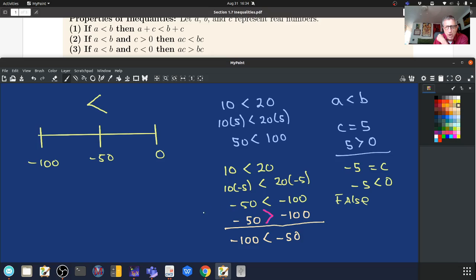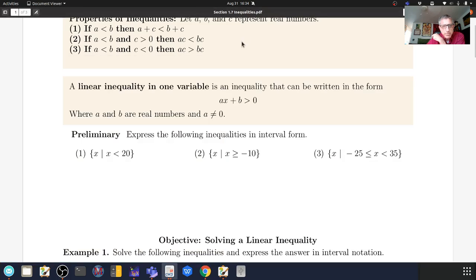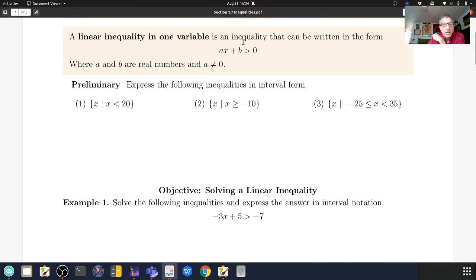Notice this one's wrong. This is correct, this is true. But when I multiply both sides by minus 5, I have to change the direction of the original inequality, meaning just flip its direction to get the true statement at the end. So the only thing you have to remember is if you multiply or divide an inequality by a negative number, you have to change the sign. But the cool thing is there's ways we can get around that.